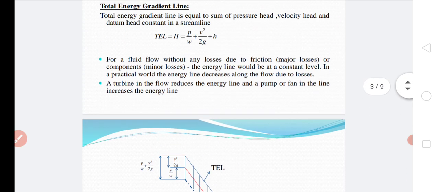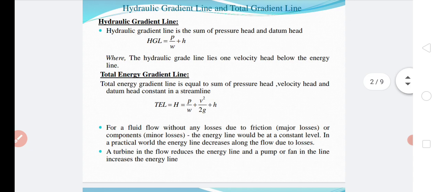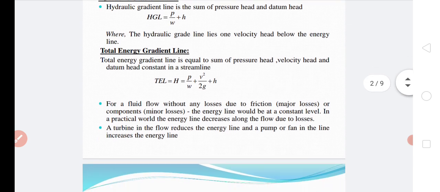Now, the total energy gradient line. What is the total energy gradient line? If we define it, it is defined as the line which gives the sum of pressure head, that is P by W, plus datum head, that is H, and the velocity head, that is V square upon 2g, of a flowing fluid in a pipe with respect to some reference line or datum line.